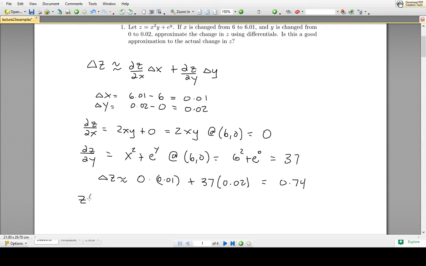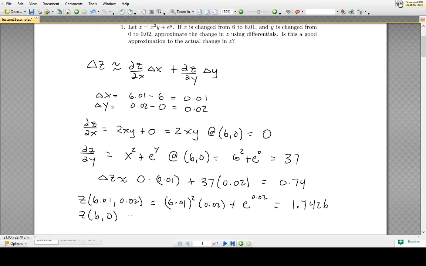So z at the point 6.01, which is our new x point, and 0.02, which is our new y point, is equal to 6.01 squared times y, which is 0.02, plus e to the y, which is 0.02. So this is our new value for z, so z at these new locations for x and y. And if you actually calculate that, it's approximately 1.7426.